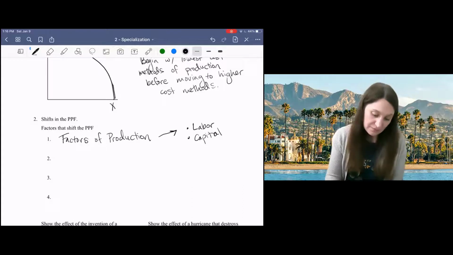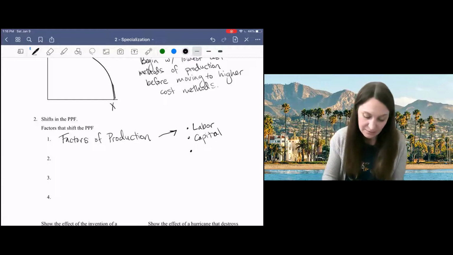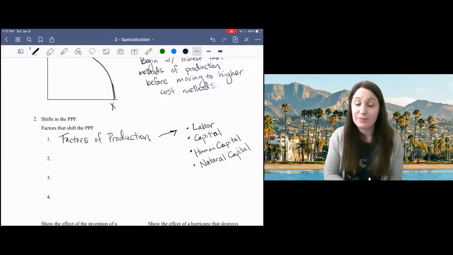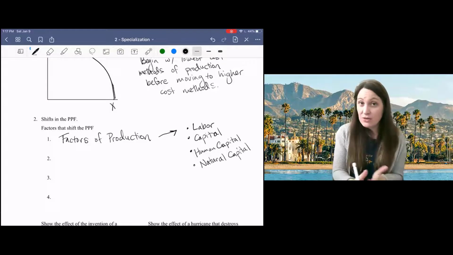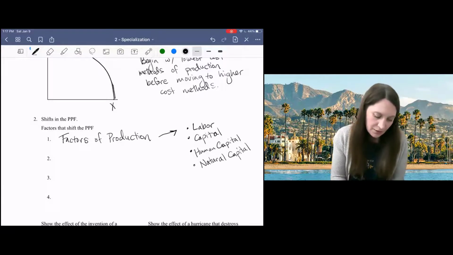So typically we would list factors of production as labor, time that you spend working on something, capital, that could be machinery or finances in some cases, human capital, that's not just time, but the skill that you have to produce something, and natural capital or natural resources, land being one of them. So if we have a change in our resources, then that's going to affect how much we can produce, and the production possibility frontier could either expand or contract, whether we've gained or lost resources.